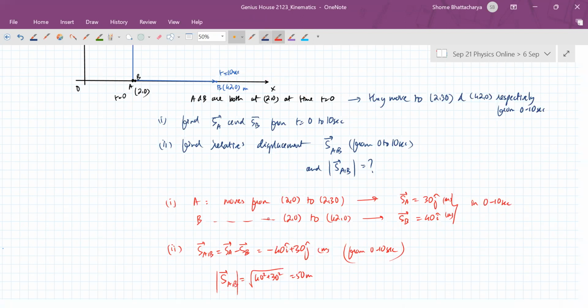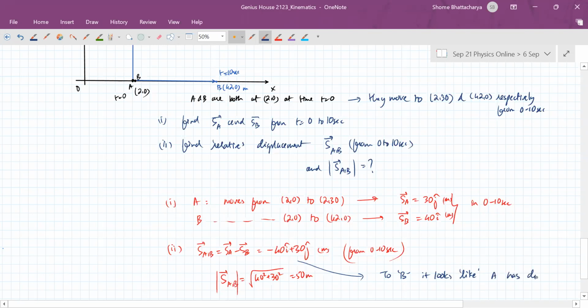So basically, the interpretation of this is that to B, it looks like A has displaced by this. This is what this means actually. The interpretation of this is like this.